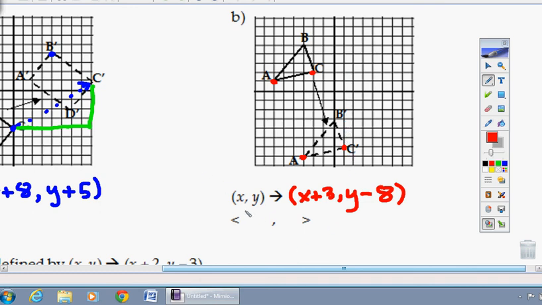So again, if I'm writing that in a vector component, my vector would be this arrow from A to A prime. So in order to draw that arrow, I had to go right 3, down 8, so my vector component would be 3, negative 8.